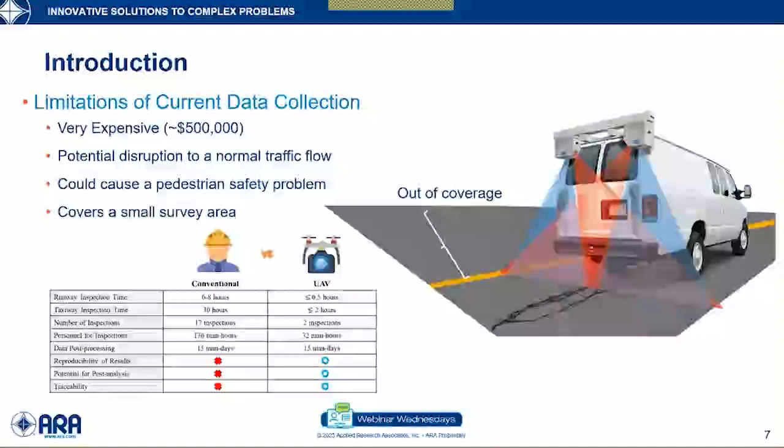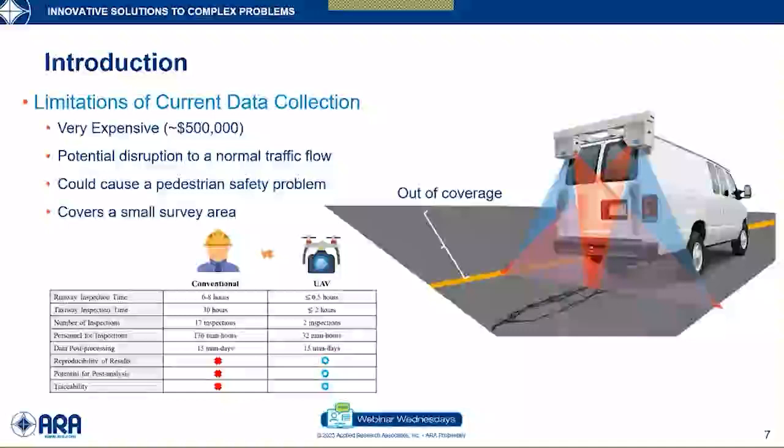And therefore, it wasn't able to capture multiple lanes simultaneously, which may require more time for data collection to cover both lanes. And the image shown right here is just for giving a general idea of the small coverage of the camera mounted on a vehicle, but it has nothing to do with the technologies that were used.